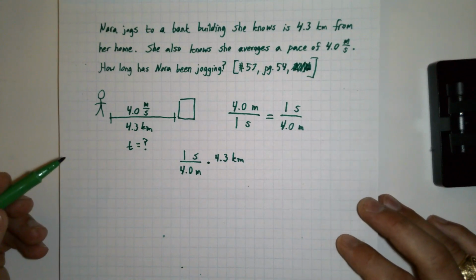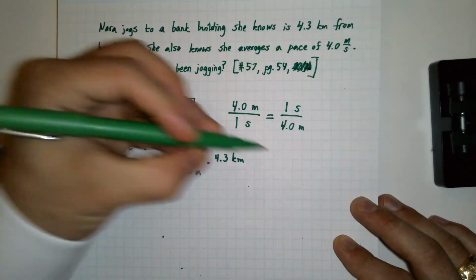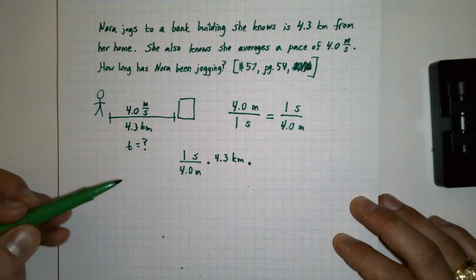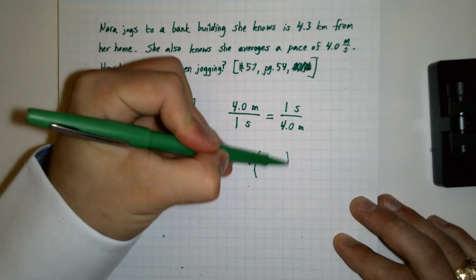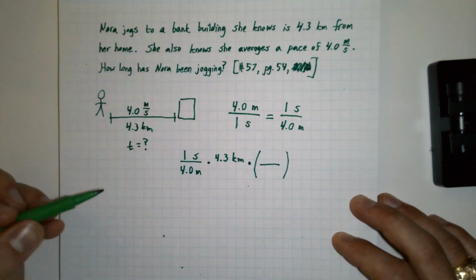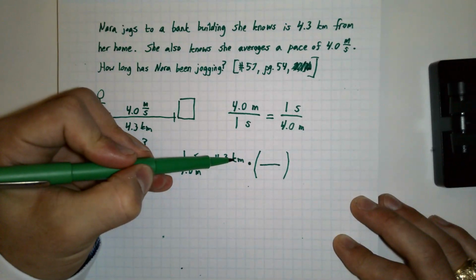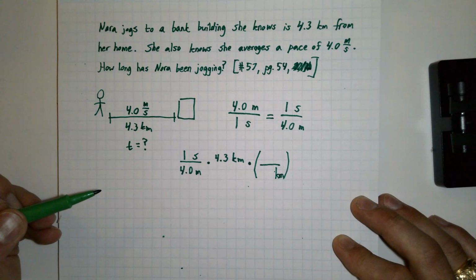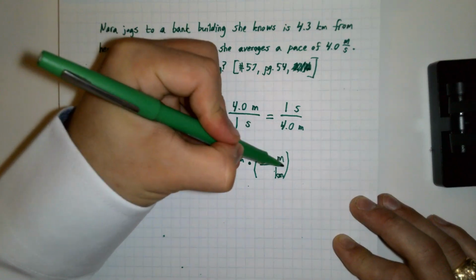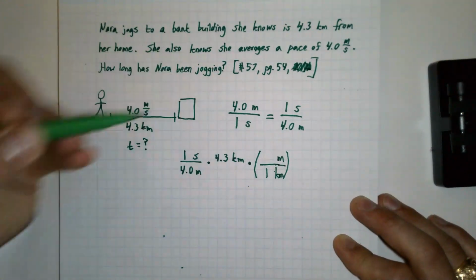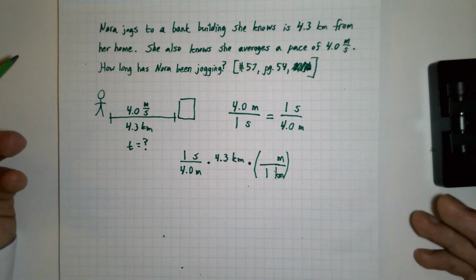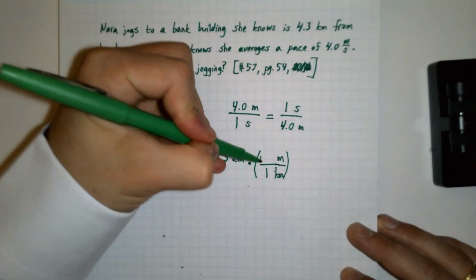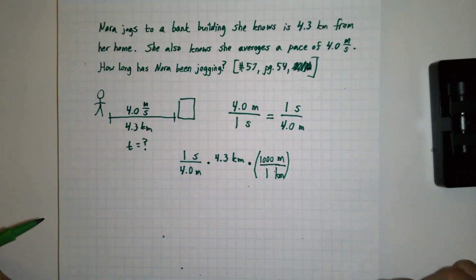What do we do there? We need another conversion factor. So we need to add one to the right here, a conversion factor for kilometers into meters. Well, I'm in kilometers, so that means I need to get rid of kilometers, so it's going to go down here. I need meters up here. For every 1 kilometer, how many meters are there? Well, by kilo, we mean 1,000. So 1 kilometer has 1,000 meters in it.